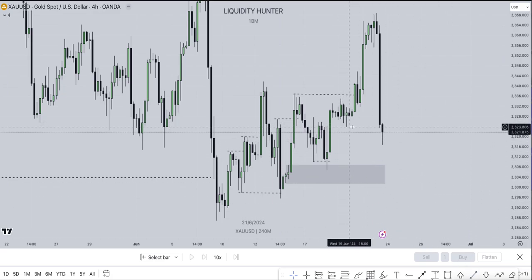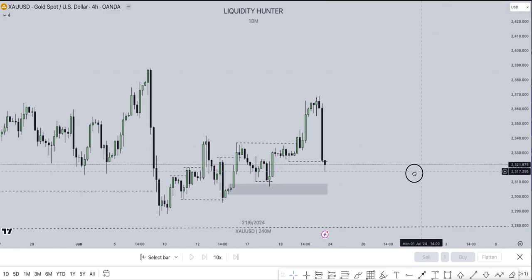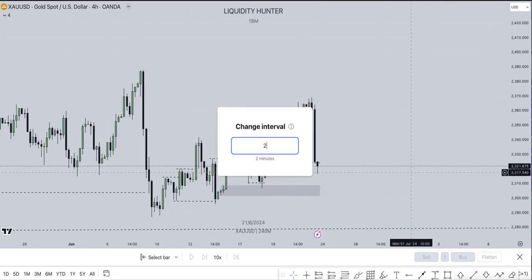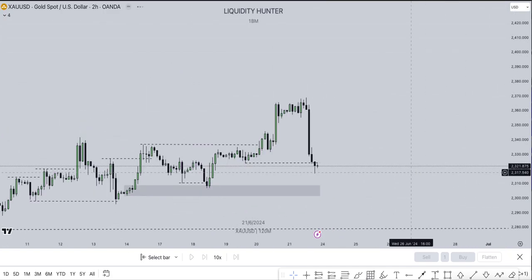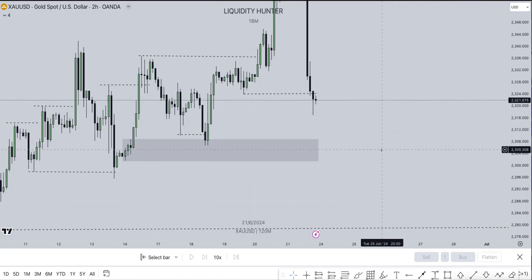So do you think price will still continue buying after collecting the liquidity? What do you think price will do? So see how price collecting liquidity and just buying. Now let's go on the 2 hour time frame. On the 2 hour time frame, we want to see if there's any fair value gap or anything sticking below.